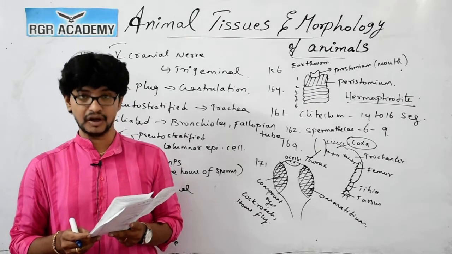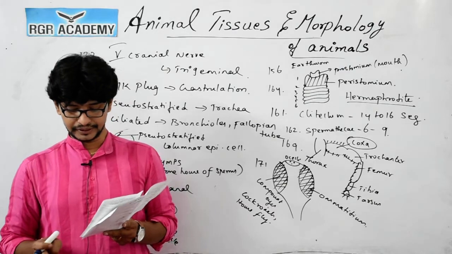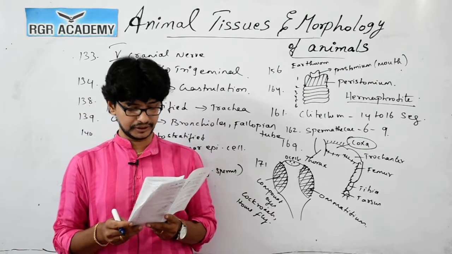177. Cloacal aperture of frog is used to pass out sperm, feces and urine. So for 177, all of these is the correct answer. This is through the cloacal aperture.